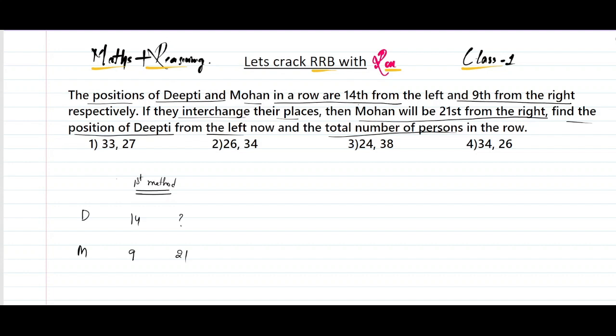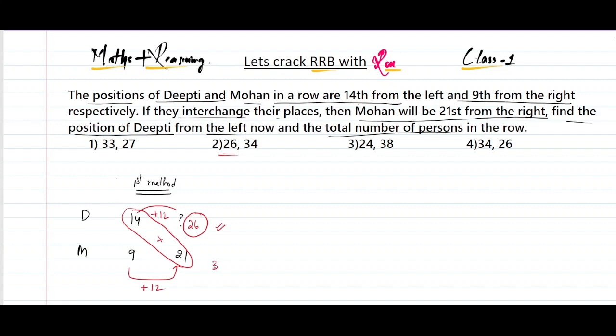Observe carefully. How much is added from 9 to 21? Simply 12, right? So simply add 12 to 14, so you are getting 26. This is the answer of your question, means the position of Deepthi from the left is 26, which is option number 2. Now if you want to find the total number, either this cross or this cross, simply add these two.